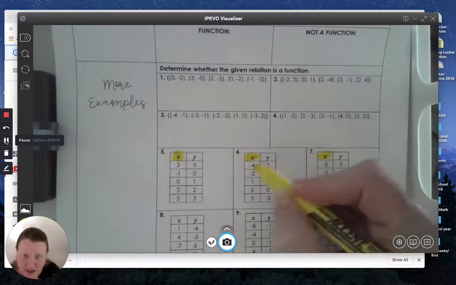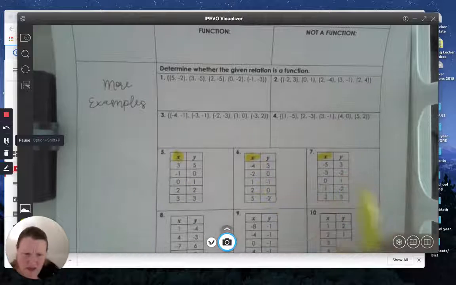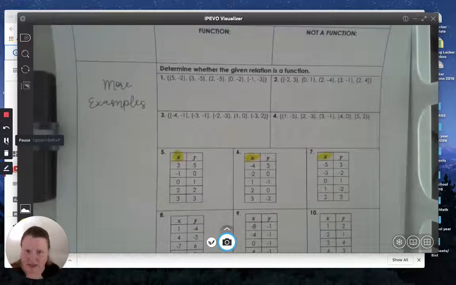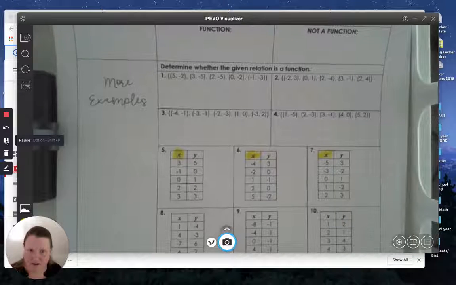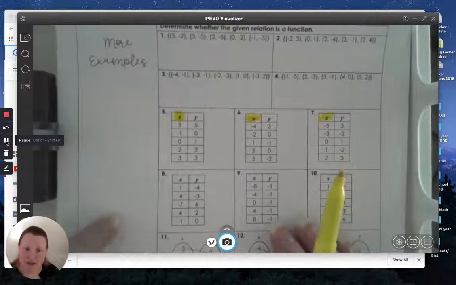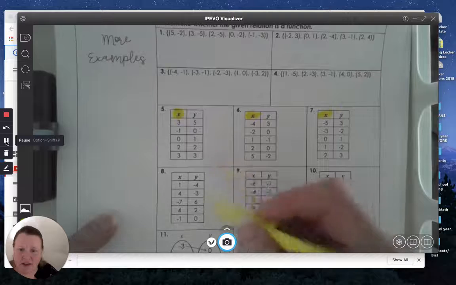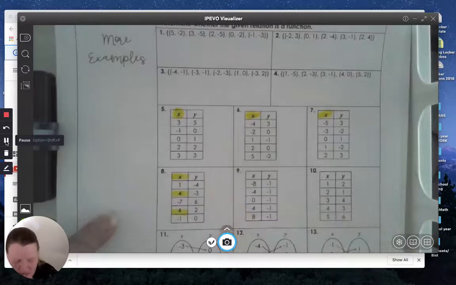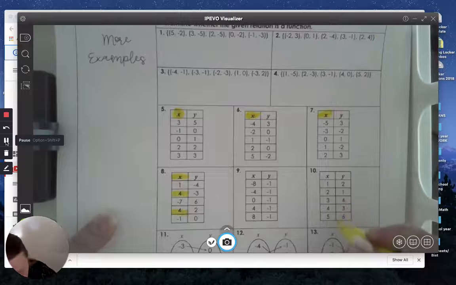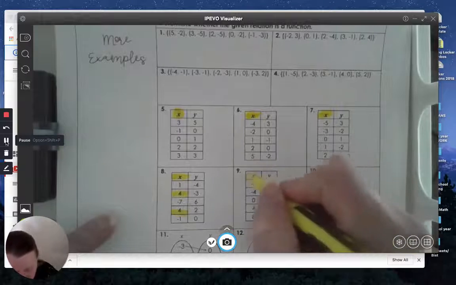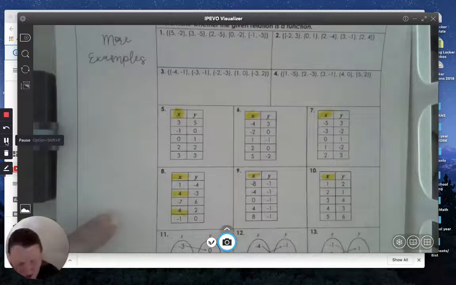This one does not have any. This one does not have any. -3, -5, 0, 1, 2 does not have any. But there are some that do have a repeat. As I come down here and look a little bit farther, I see 2 4s right here in the x column. And over here, again, I don't see any repeats. So I have quite a few where we have a function right here.